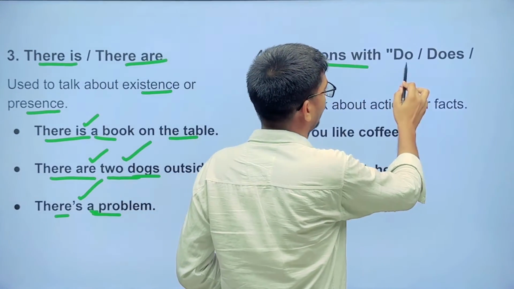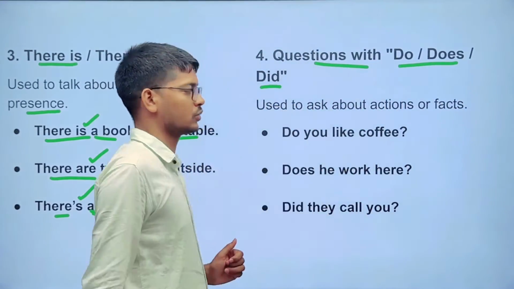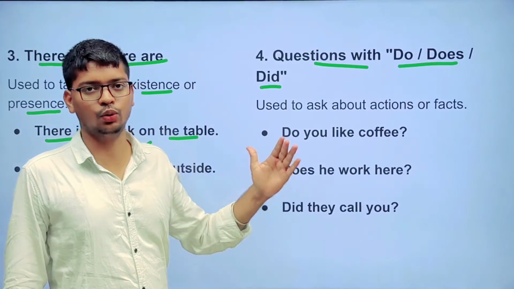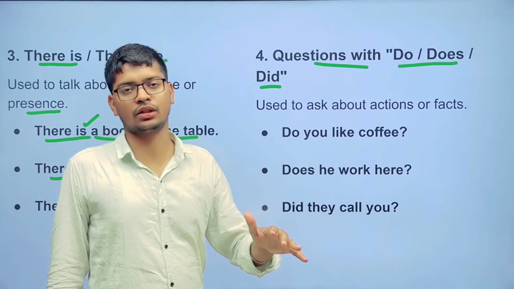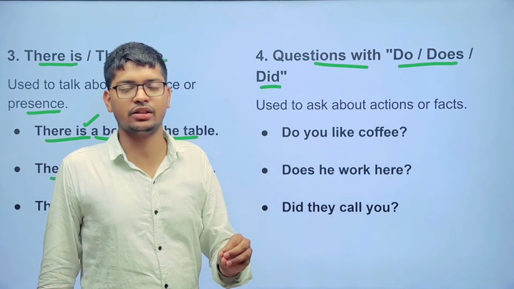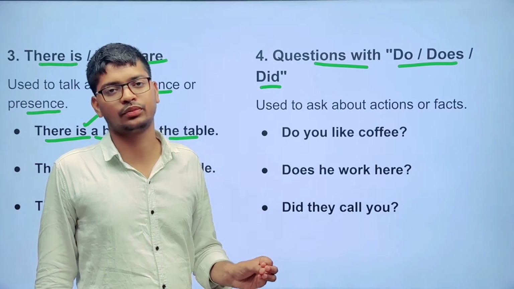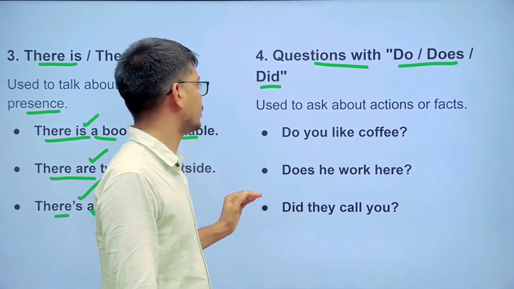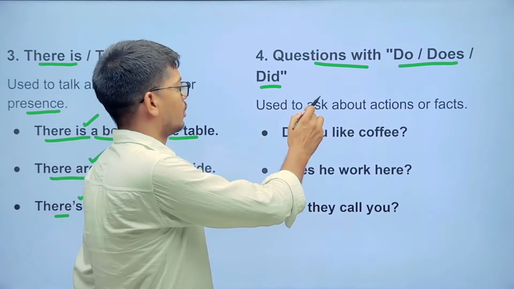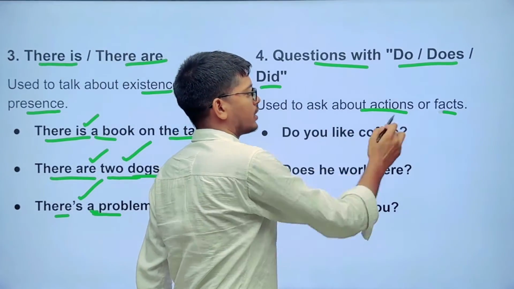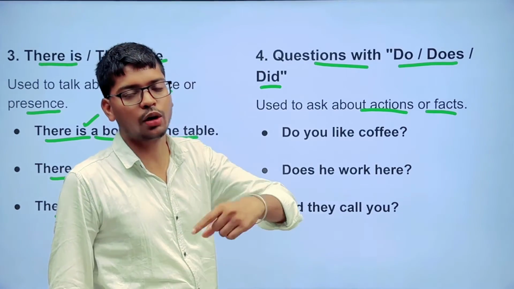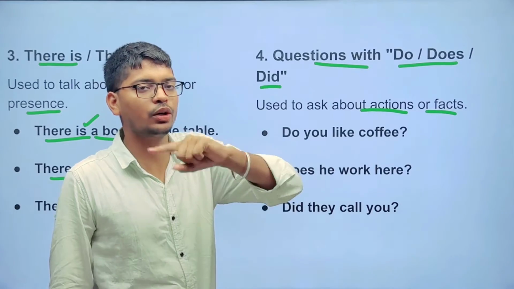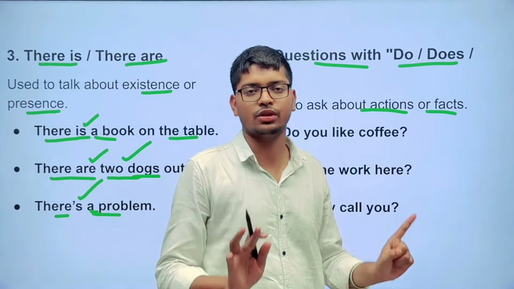Next, questions with do, does or did. You can ask any question with do, does or did. Do and does are helping verbs of the present indefinite tense, and did is the helping verb of the past indefinite tense. Here they are used to ask about actions or facts. If you want to talk about a fact, you have to use do or does. But if you want to talk about an action, you have to use did.